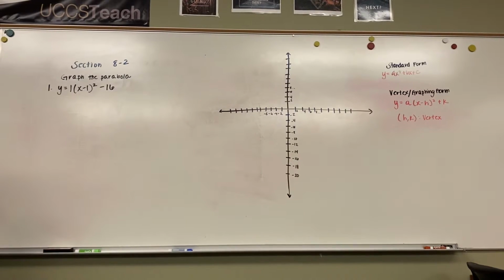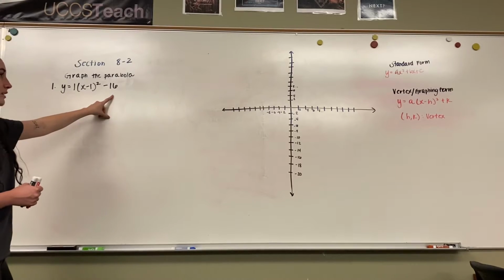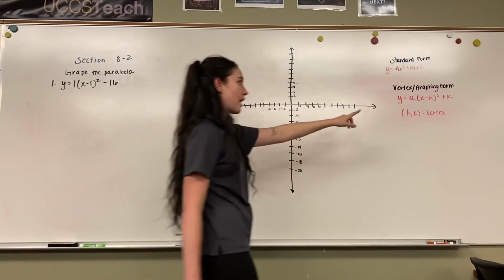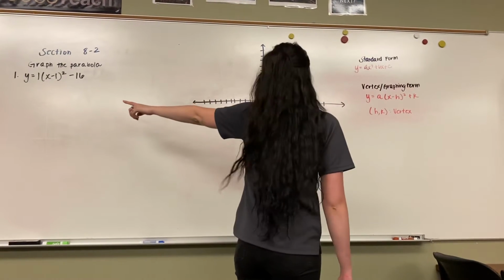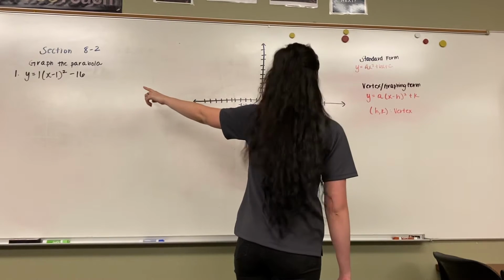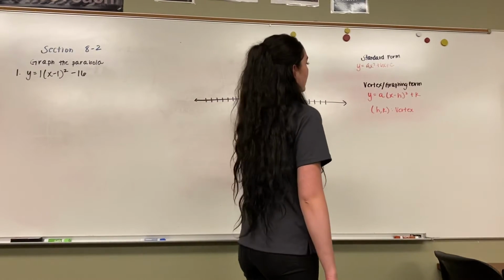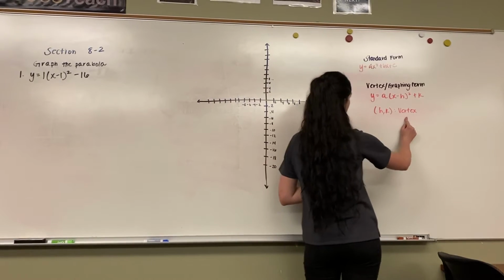Okay, so we're going to graph the parabola, and notice this parabola equation looks a little bit different, and the reason is because it's in vertex/graphing form. So y equals a, so our a is 1, x minus h, so our h is 1, squared, plus k, so our k is negative 16. Notice that the point h, comma k is the vertex.